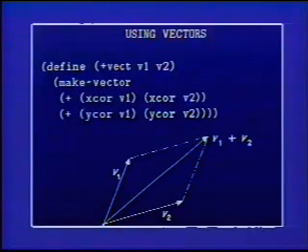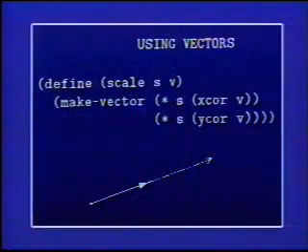Similarly, we could have an operation that scales vectors. So here's a procedure scale that multiplies a vector v by some number s. So here's v. V goes from there to there. And then I scale v, I get a vector in the same direction that's longer. And again, to scale a vector, I multiply the successive coordinates. So I make a vector whose x-coordinate is the scale factor times the x-coordinate, and whose y-coordinate is the scale factor times the y-coordinate. So those are two operations that are implemented using the representation of vectors.